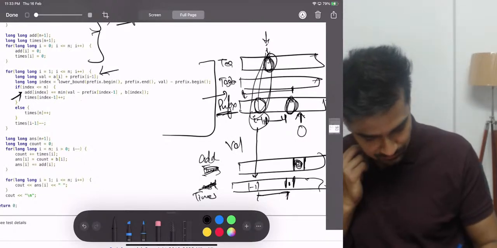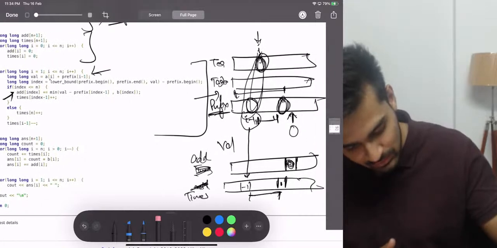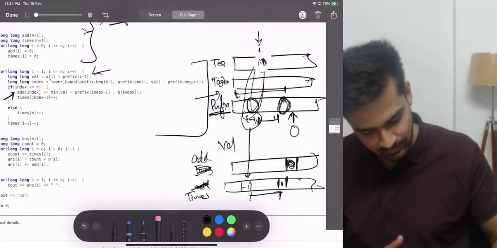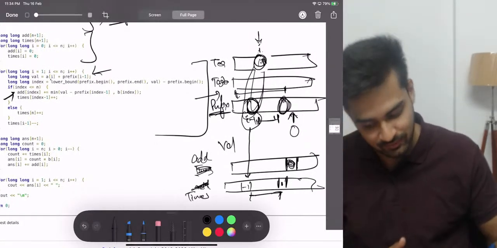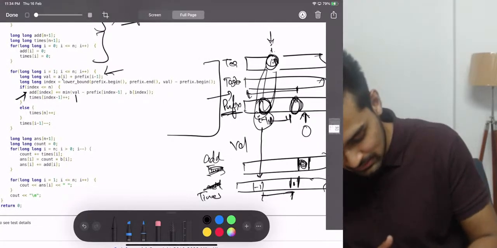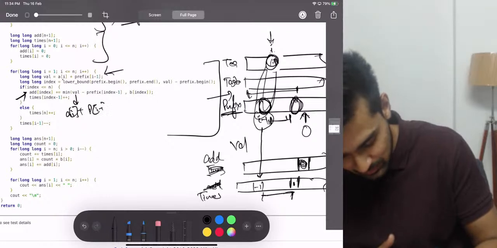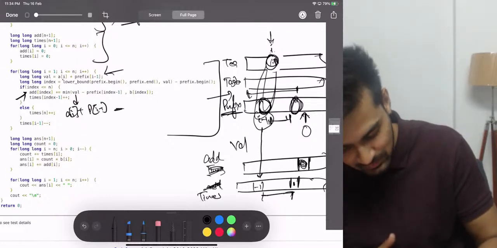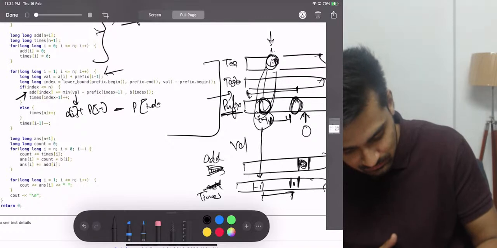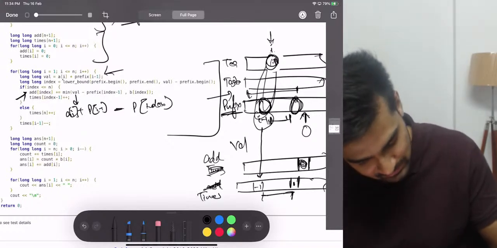So your value was a_i plus prefix of i minus 1. So this is nothing but a_i plus prefix of i minus 1 minus prefix of index. Prefix of index is this entire array.